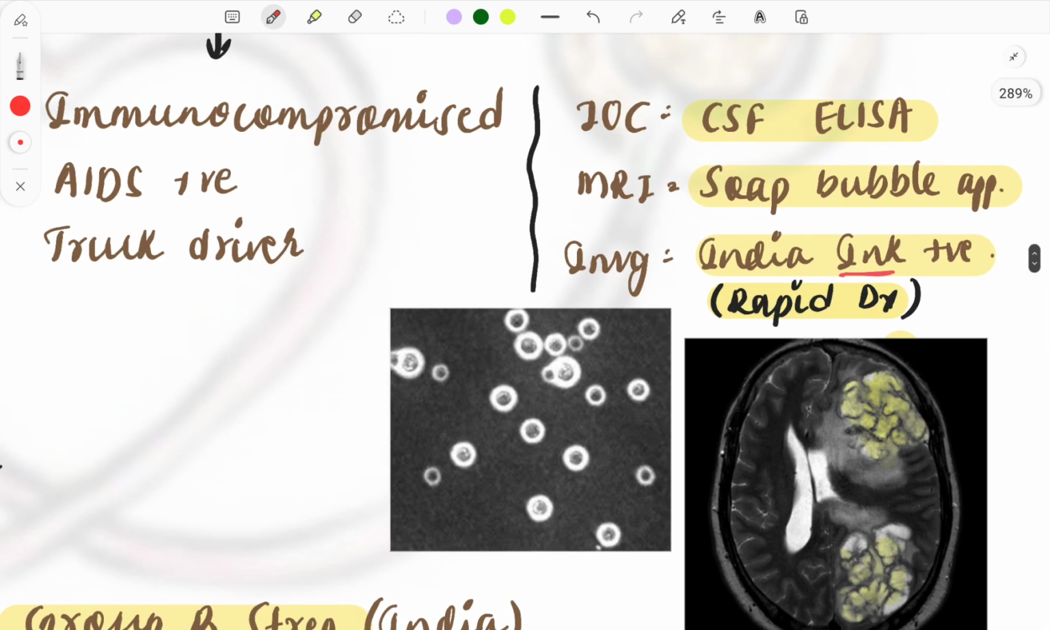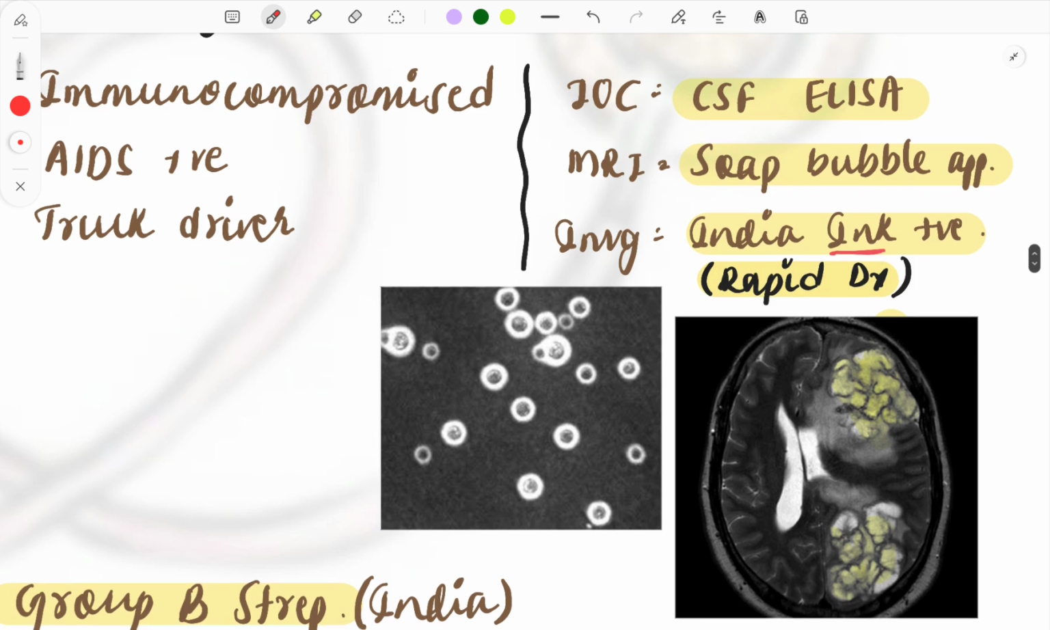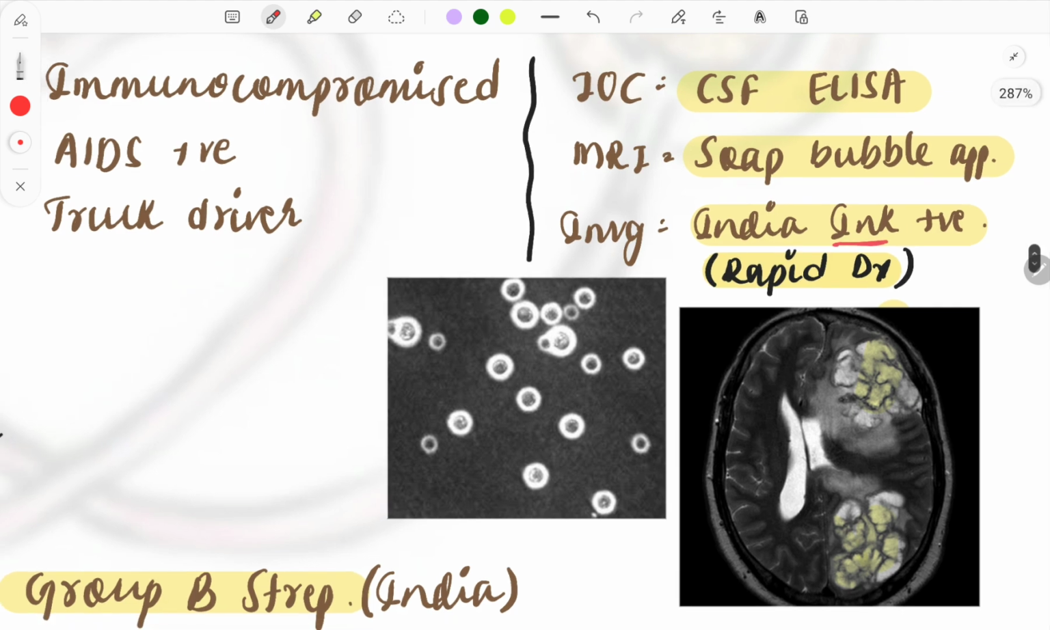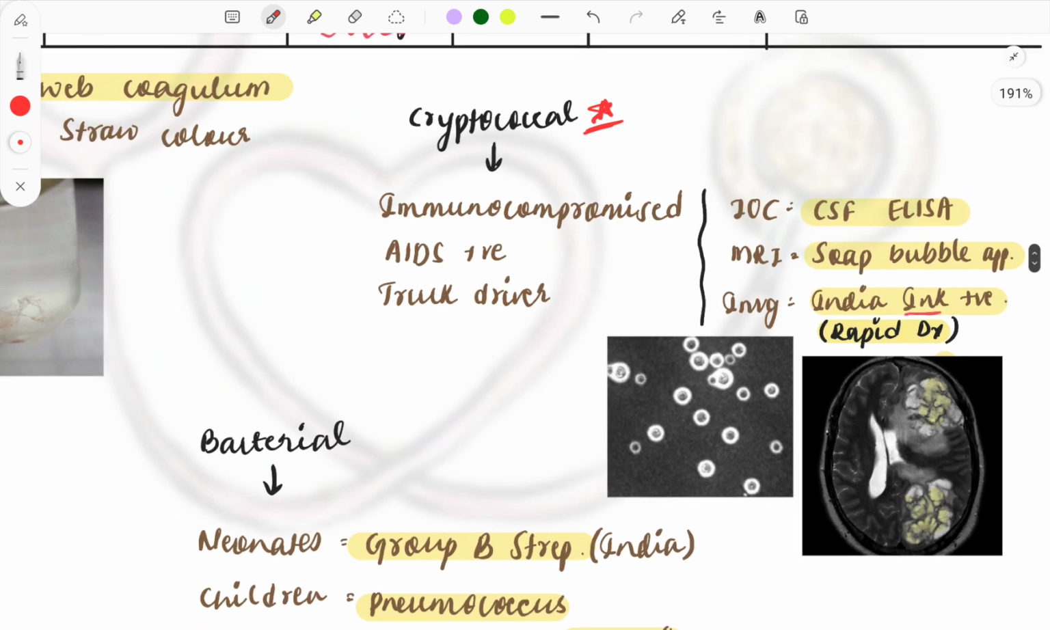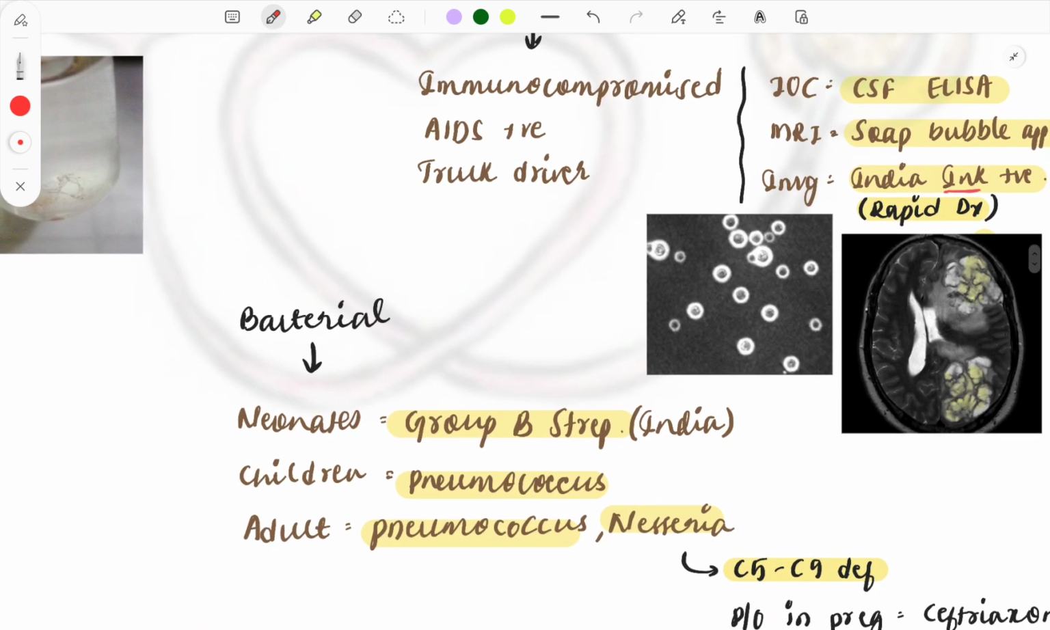For cryptococcal, the investigation of choice is the CSF ELISA, which we will be doing, and on MRI you can see the soap bubble appearance. So this is the characteristic finding. And the investigation for rapid diagnosis is India ink positivity, and you can see here the capsulated organism. The organism is not stained in India ink positive. The black color will be the background, so the background is stained in India ink staining, and this is the staining used particularly for capsulated organisms and cryptococcus.